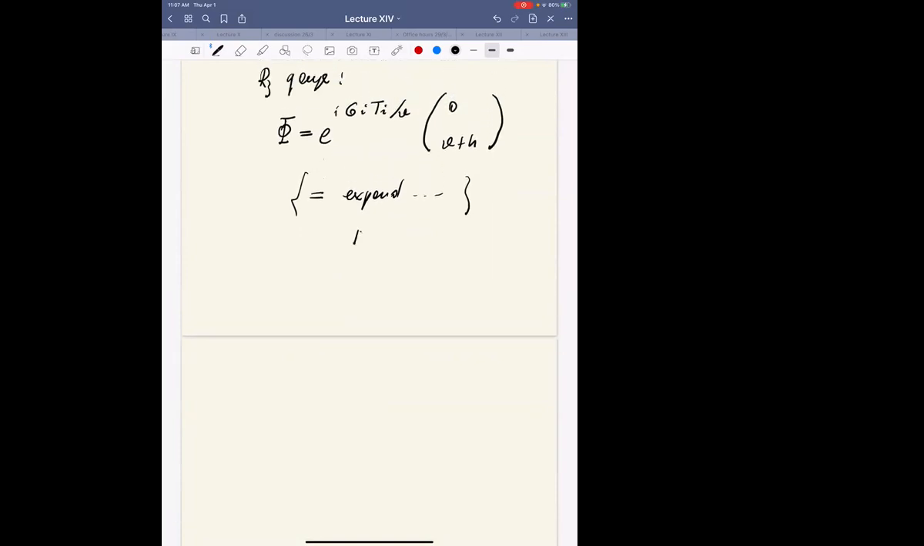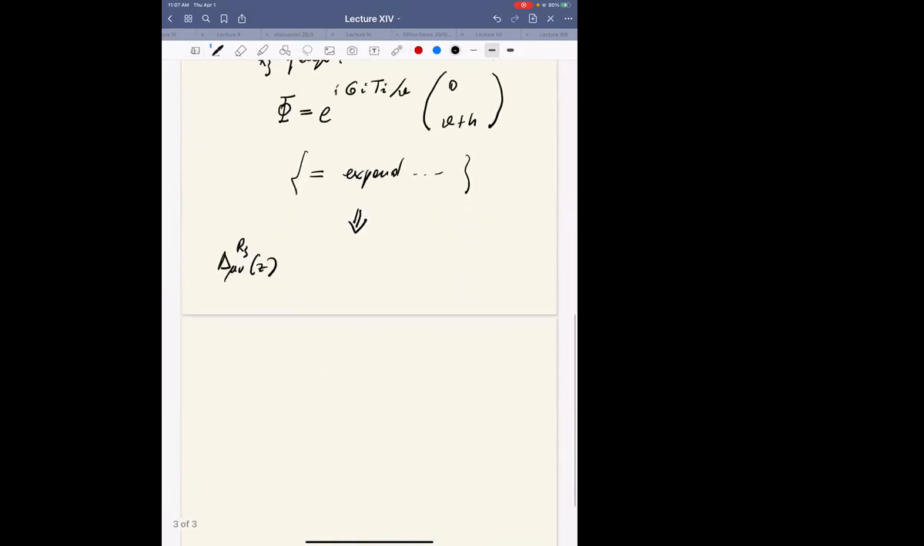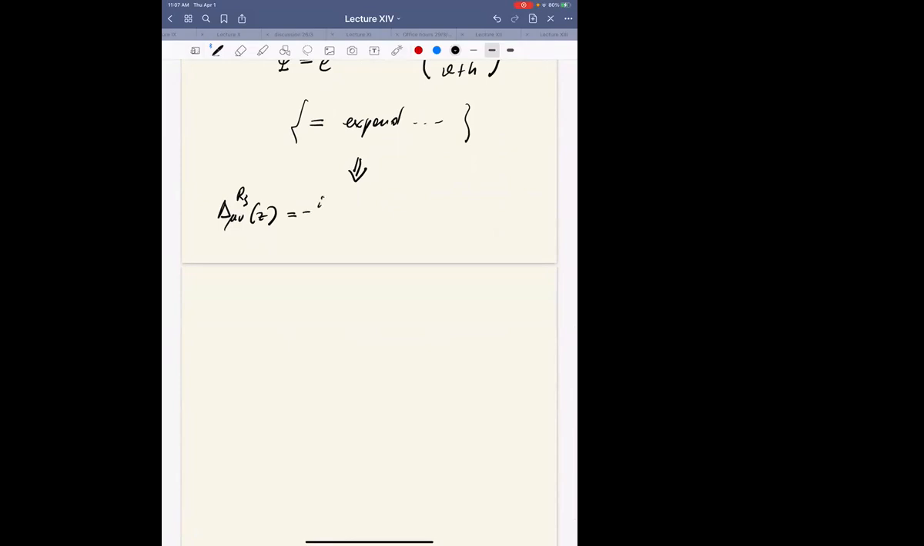You keep the Goldstones, remember, and we find out that the propagators in the R xi gauge, a Z propagator, for example, would be, with a Higgs gauge, so let's call it R xi. This was a Proca. Today we call it unitary gauge. It was minus i over (q squared minus MZ squared) times g mu nu. It was xi minus one, q mu q nu over q squared. Now it's well behaved. Look at q squared minus xi MZ squared. This is a great achievement. It's well behaved.